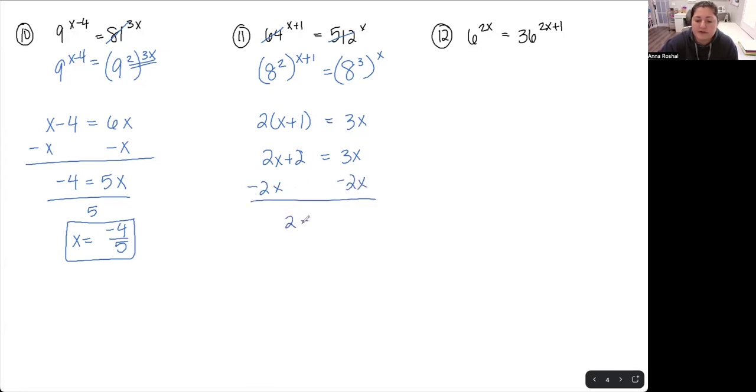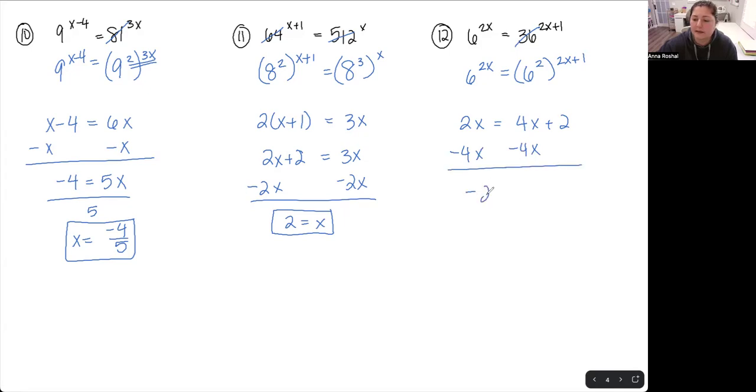Because a lot of this stuff is just middle school math, solving these equations. Okay. Same with this 36. 6 to the 2x equals 6 to the second to the 2x plus 1 power, and then I've got 2x equals 4x plus 2 because I've just distributed. I'm going to subtract 4x from both sides. Negative 2x equals 2. And divide by negative 2.